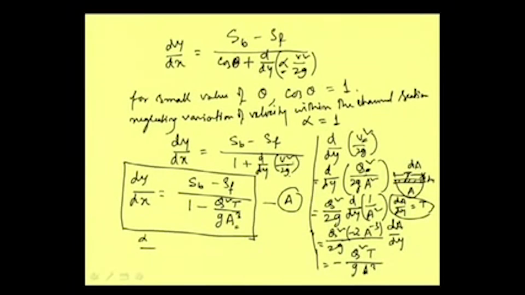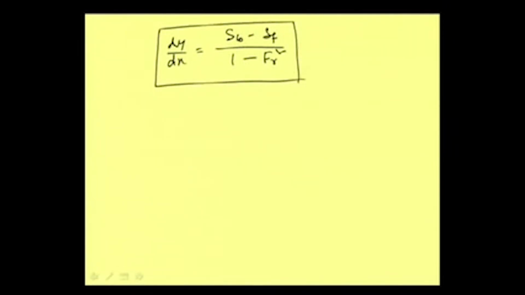And of course, this q square t by g a cube, as we have done several times earlier also, can be expressed in terms of Froude number. That is why we can write dy dx is equal to SB minus SF divided by 1 minus this q square by a square, which will become v square, and a by t will become d. So it is gd, and that can be written as SB minus SF divided by 1 minus Fr square. So, that is another form of the governing equation, dy dx is equal to SB minus SF divided by 1 minus Fr square. This is also one popular expression, I am writing as B.